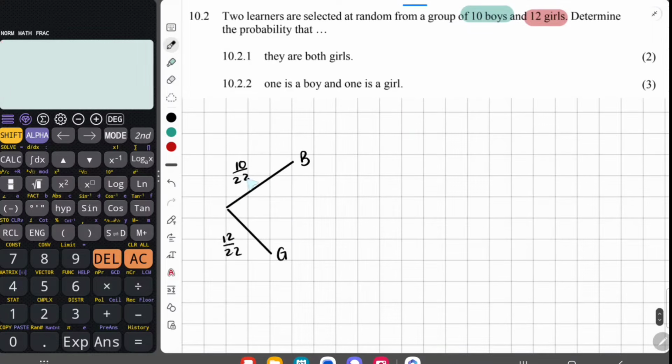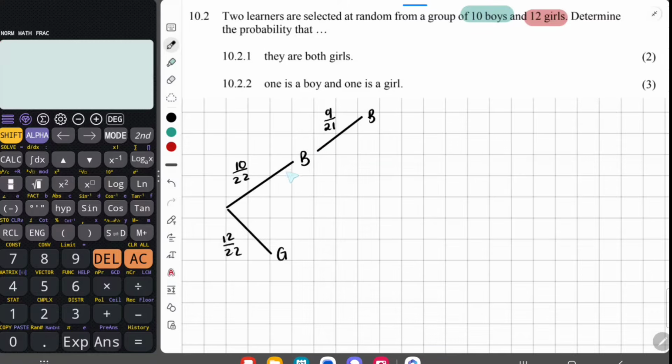It would be a case of, okay, let's say in the first pick, because this represents the probabilities of the first pick. So if in the first pick they picked a boy, what is the probability of picking a boy again? Since they have picked one boy already, there wouldn't be 10 boys anymore. There would be 9 boys. And now, because there were 22 kids, they're not going to be 22 learners anymore. They're going to be 21 learners because one has been picked. So out of 21.